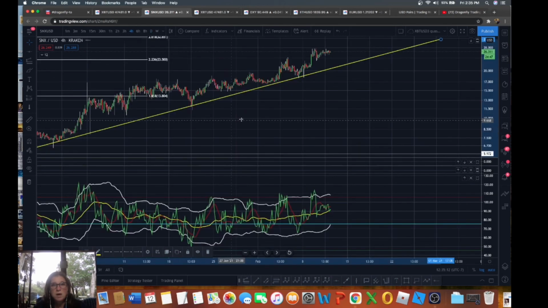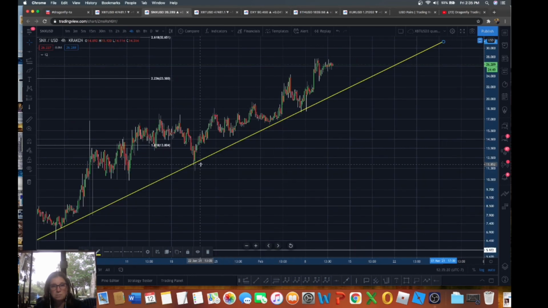On the 4-hour time frame, if you're not in this asset yet and you're looking to trade it, I would wait for it to come down, touch this trend line again, and I would only be looking for longs. I would not try to short it. It's been in a nice uptrend. And I strongly believe it's going for the 2.618 for its third wave.